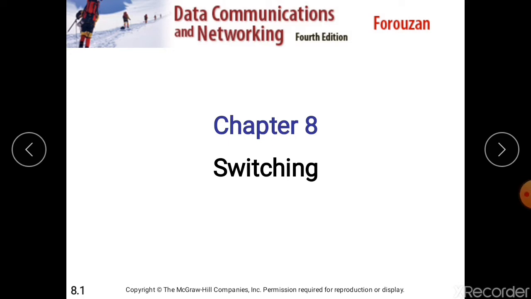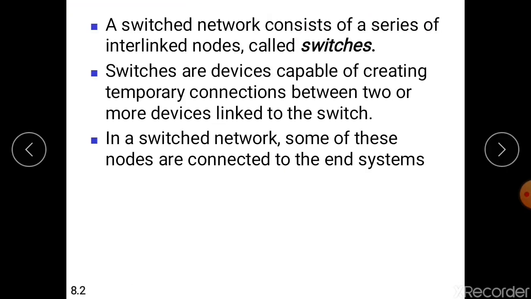Switching can be discussed on several layers. We have switching at the physical layer, at the data link layer, at the network layer, and even at the application layer. But in this chapter, we are going to discuss circuit switching at the physical layer and packet switching at the data link and network layer. So first we'll see why switching is needed.